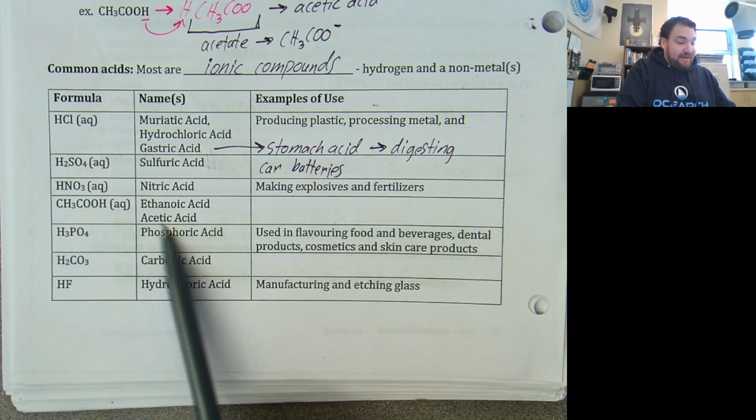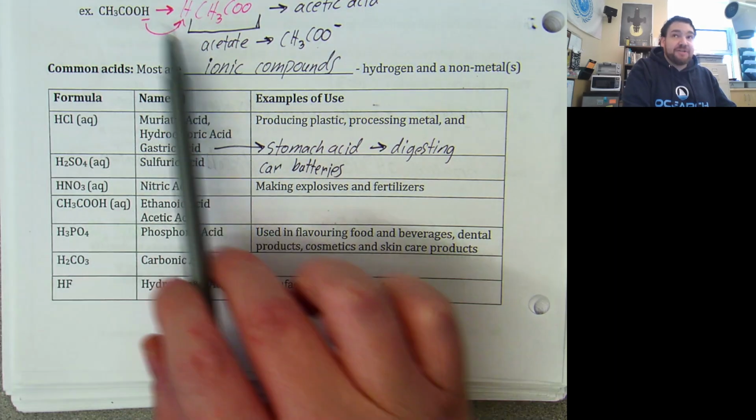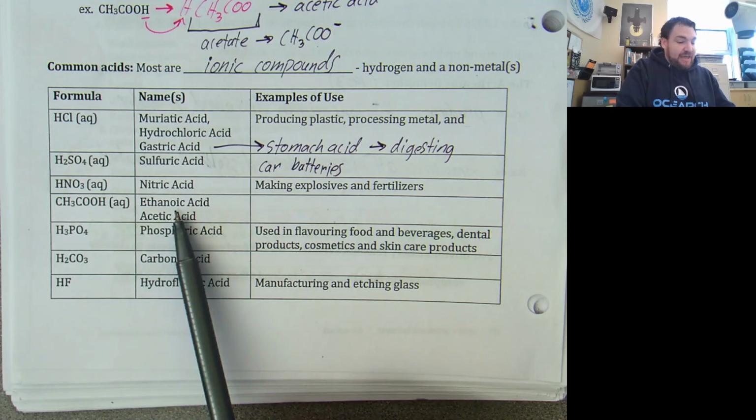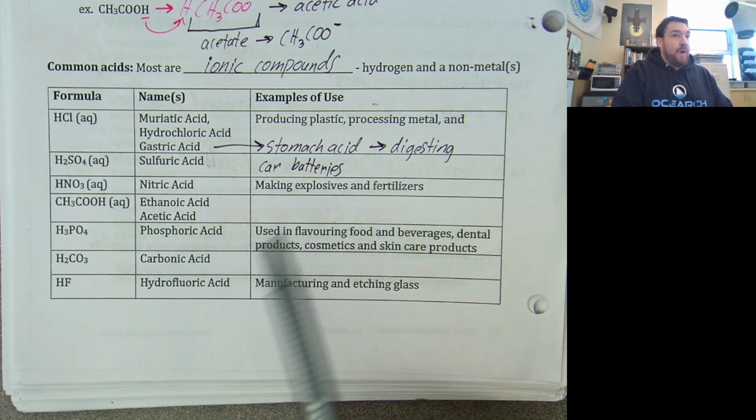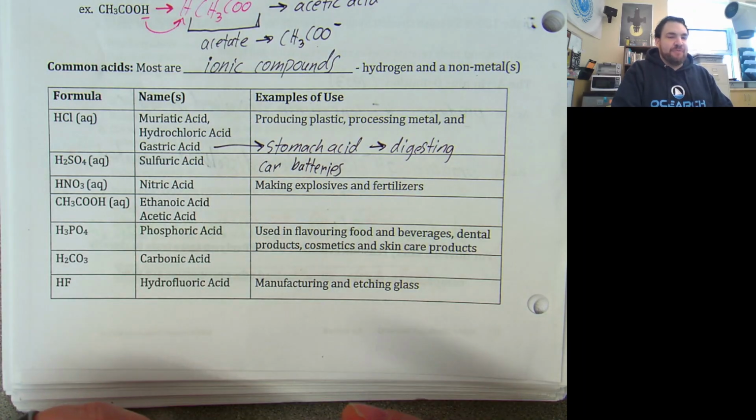This one, CH3COOH, I listed it up here. This is called ethanoic or acetic acid. This one is wildly popular all around the world. Does anyone recognize or know the common use for acetic acid? We commonly dip things in this, both bread and potatoes. Keep going. Vinegar.